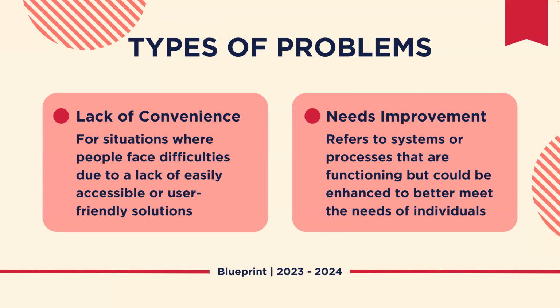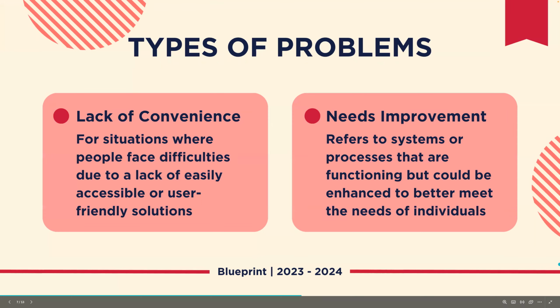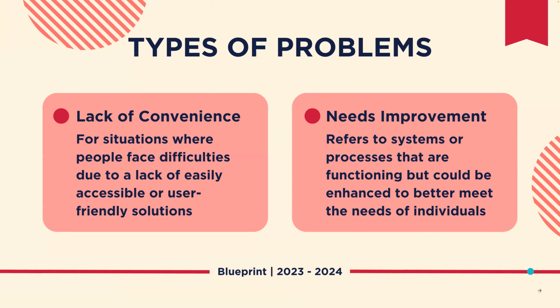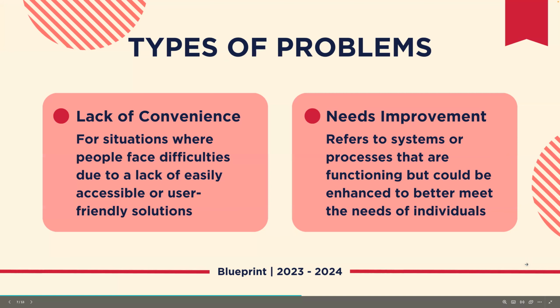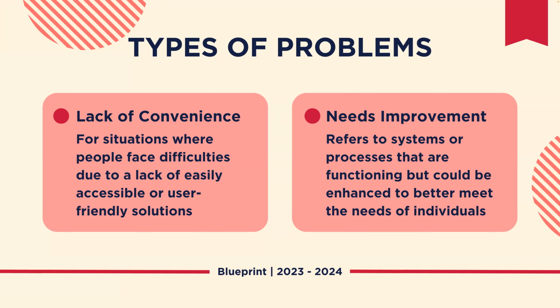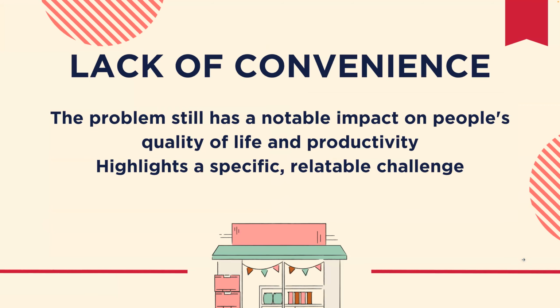All right, moving on to our third type of problem. We'll start off with problems with lack of convenience. So this is for situations where people face difficulty due to a lack of easily accessible or user-friendly solutions. I'll expand on this more. So the problem still has a notable impact on people's quality of life and productivity.